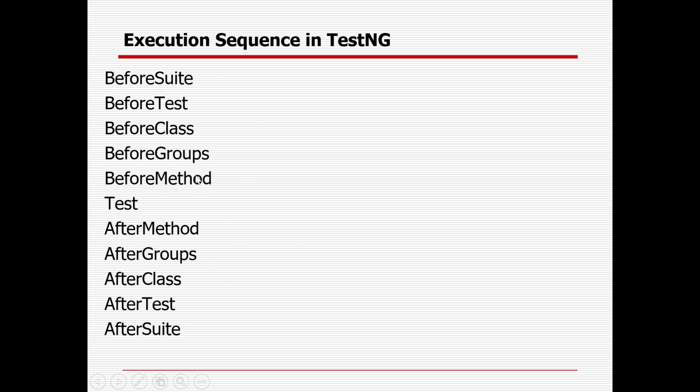So before method and after method will be executed for every test, but the remaining ones mostly will be executed at the class level, suite level, or test level. So that is the way those will be supporting parameters. Slowly you can learn how we can use them. Okay, slowly we will learn it.